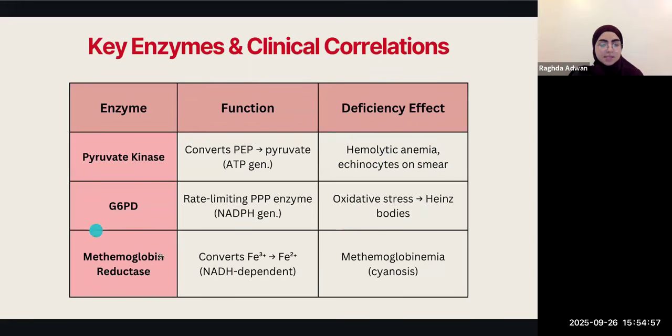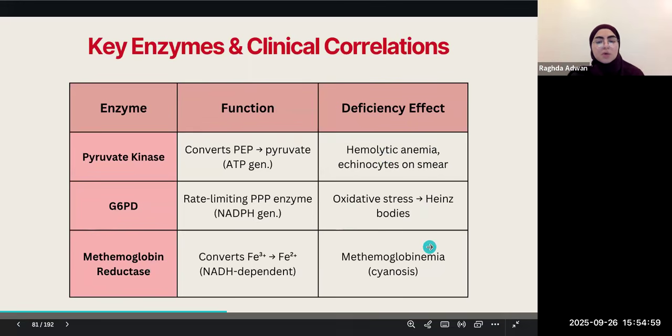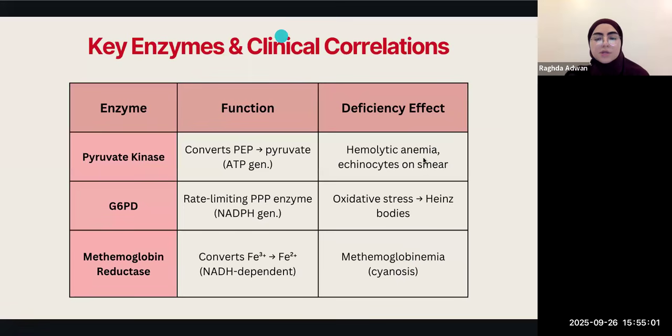Methemoglobin reductase deficiency will give you methemoglobinemia, where there will be cyanosis or blue discoloration. Yes, hemolytic anemia, the RBCs burst. Hemolysis is breakdown. Lysis is bursting or breaking down. Hemo is blood.